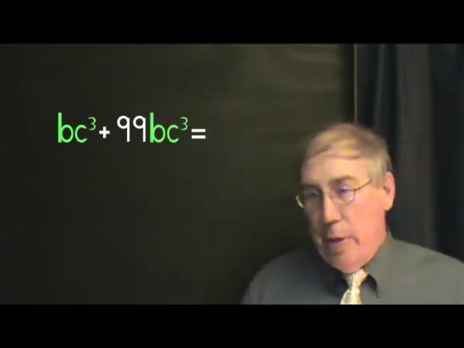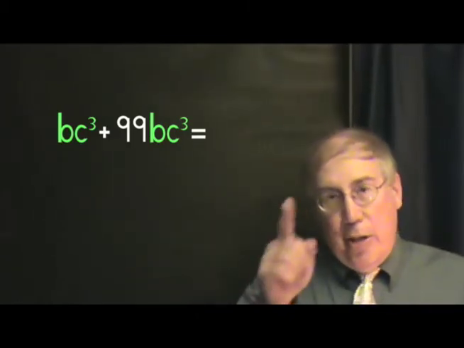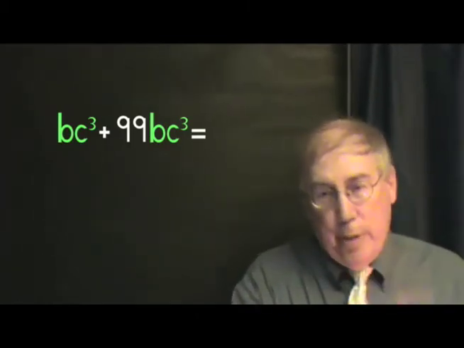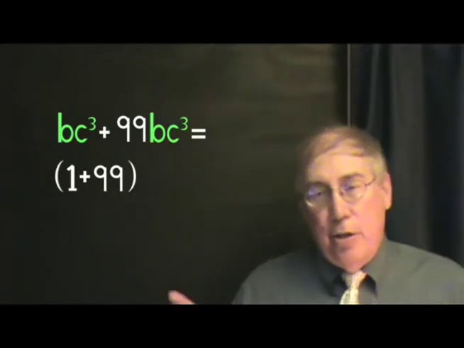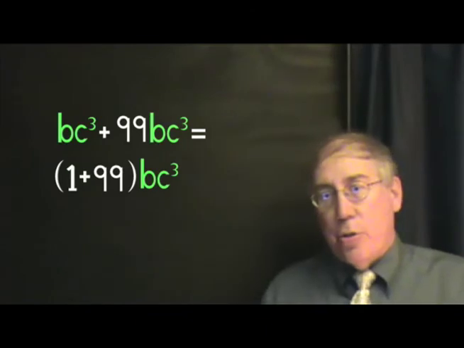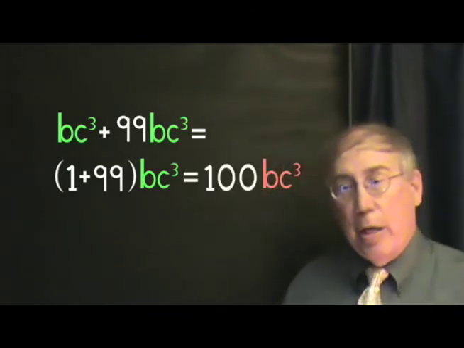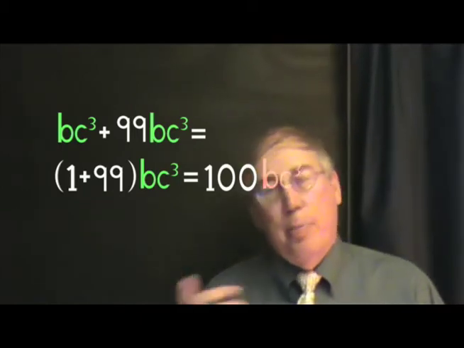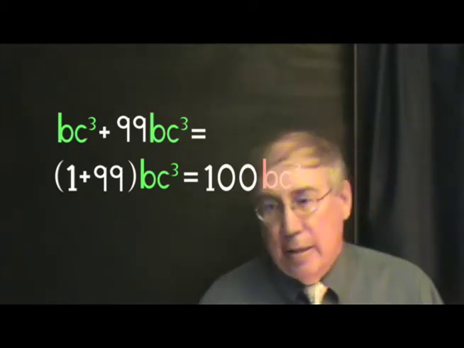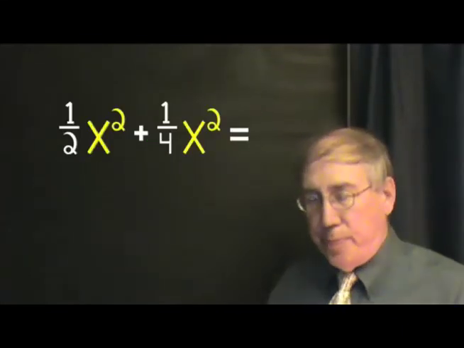Let's see what surprises we have next. Now here's where, remember the 1x? Well, that is 1b cubed there as the first term. You need to be aware of that because we can add these 2 terms together, and we want to add the 1 and the 99 together, so we get 100bc cubed. So that's important.